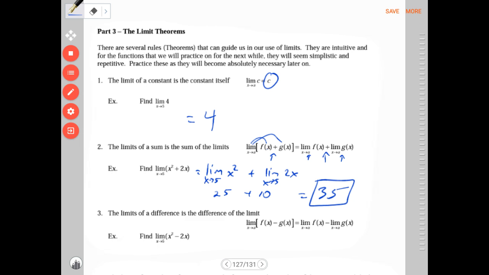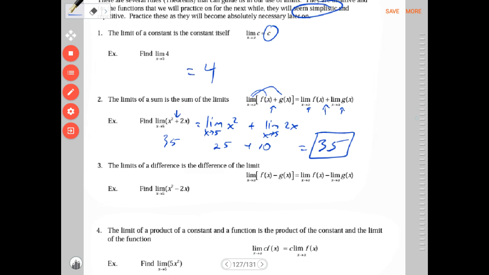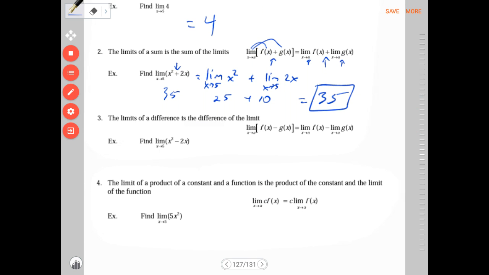What's interesting right now is that if I just put 5 into that function, 5 squared plus 2 times 5 is 35, so you can do it all in one step. That's what I was talking about up here. They're intuitive and they seem simplistic right now, because all the things I'm giving you are continuous. So if we just substitute in, we'll get it. But trust me, later on, this is going to be really helpful for you.